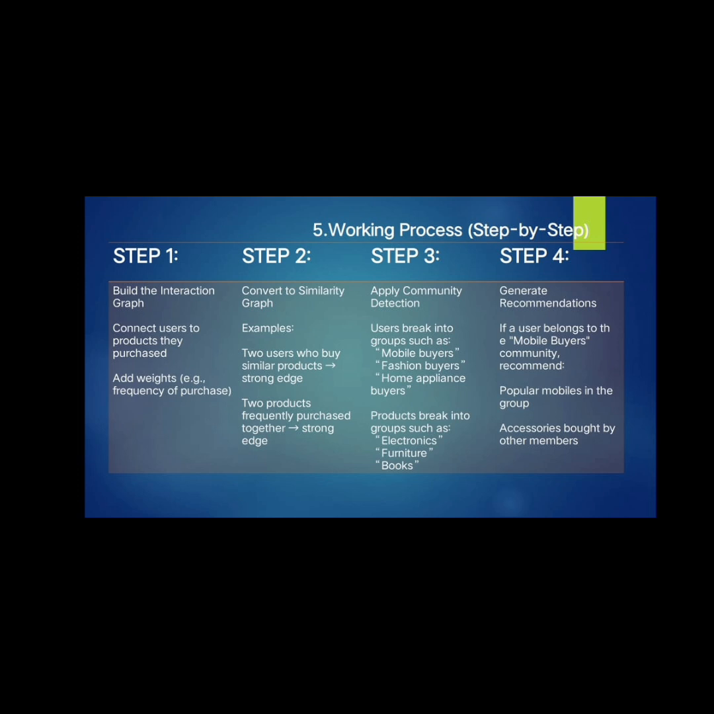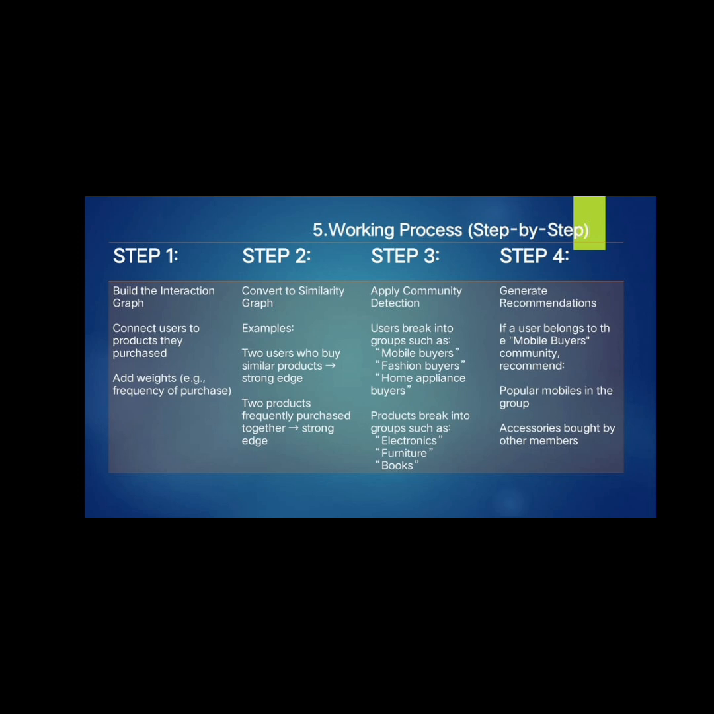Step 3. Apply community detection. Group similar users and similar products into communities. User communities: mobile buyers, fashion buyers, home appliance buyers. Product communities: electronics, books, furniture. These groups help understand user interest.